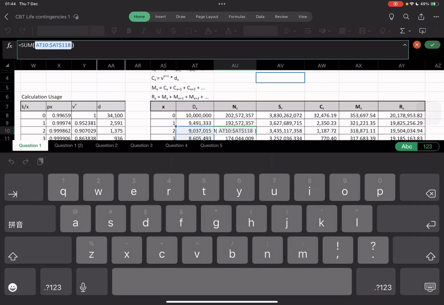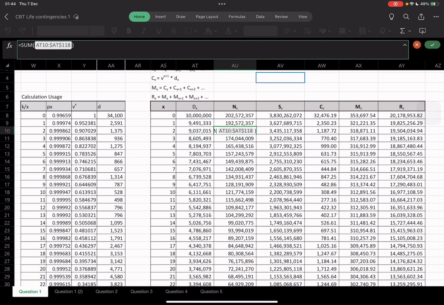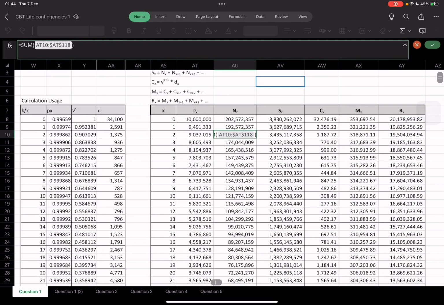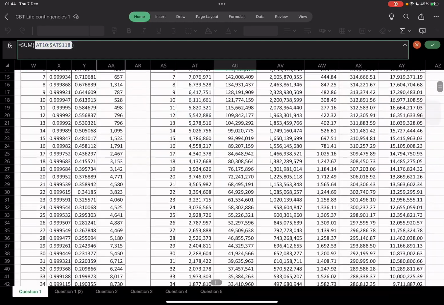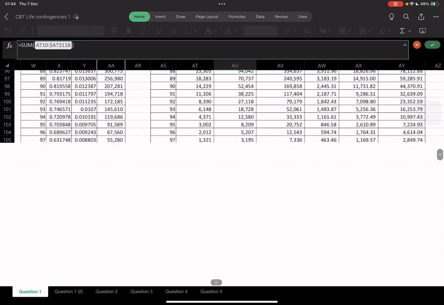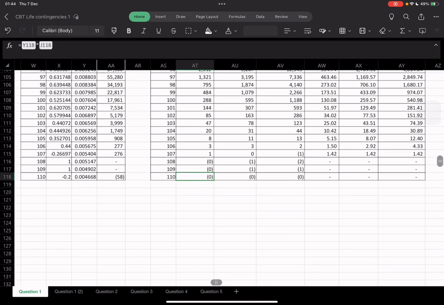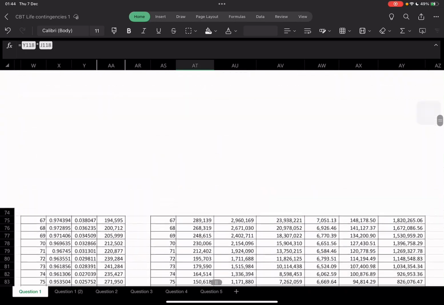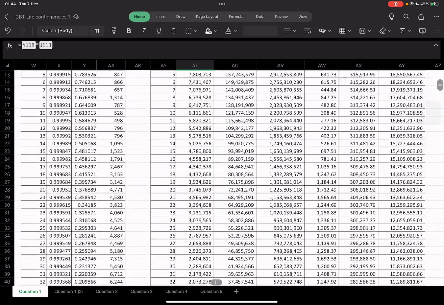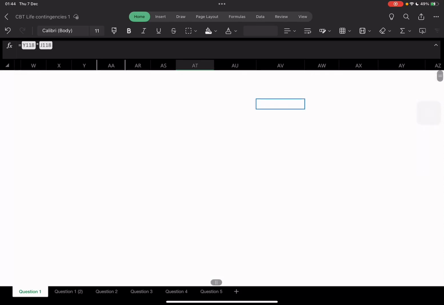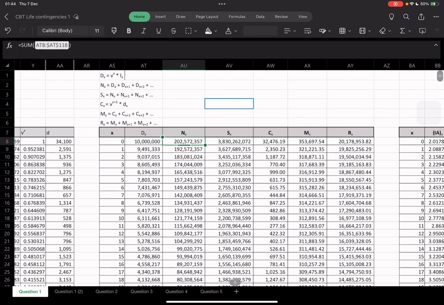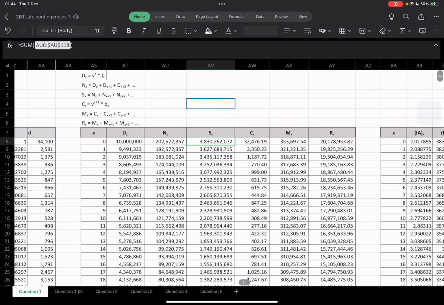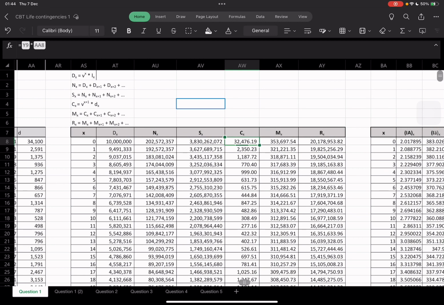We do the summation from x to the n. We lock the cell of 118, which is the last cell here, so that Nx sums all the values from x until the end. For Sx, it basically has the same function and formula as Nx, which is the sum of Nx. For Cx, it is a bit different.